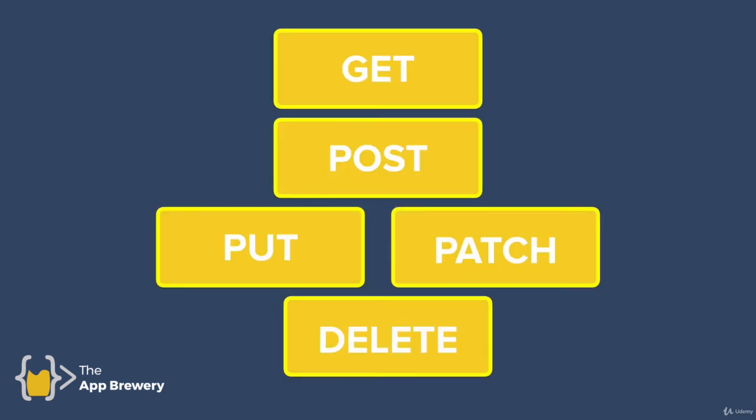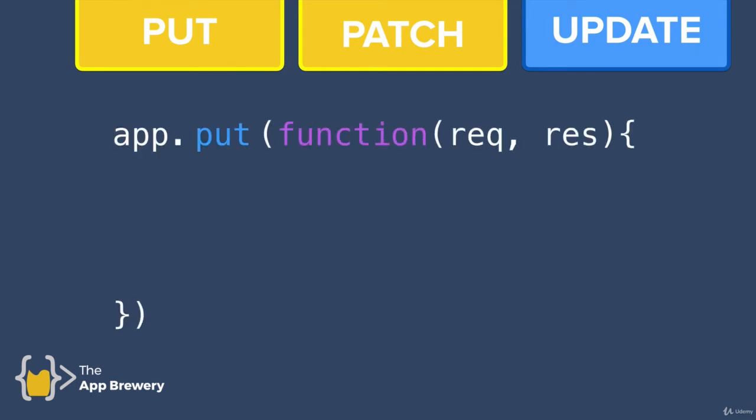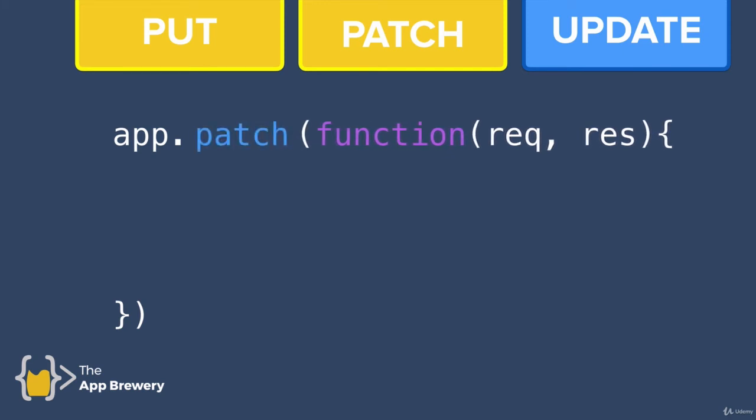The next one is put and patch, and they both update our database. So we might have app.put or we might have app.patch, and these two things both go into our database and update some pieces of data. So what is the difference between put and patch? Well, here's a good analogy.